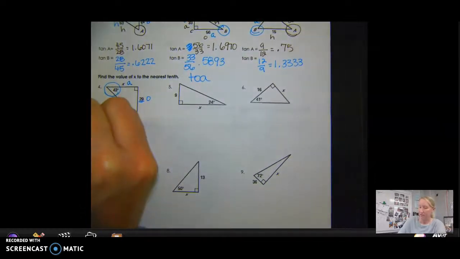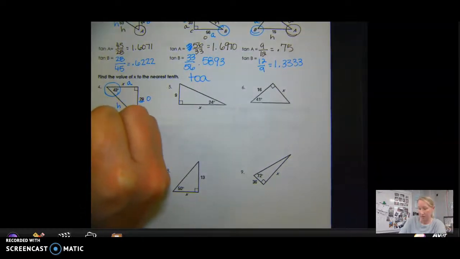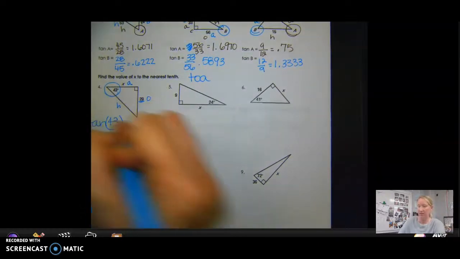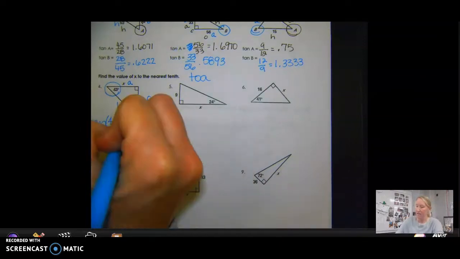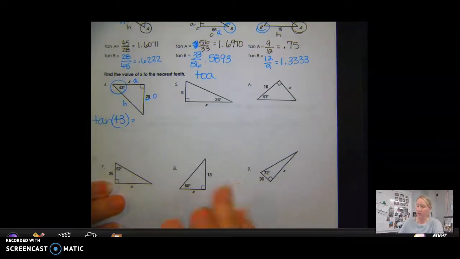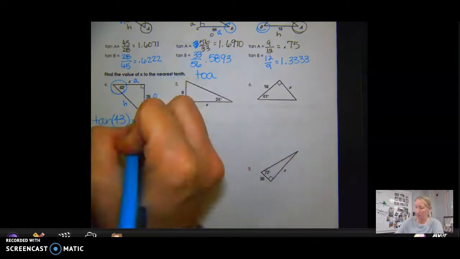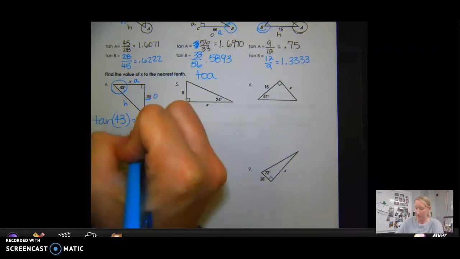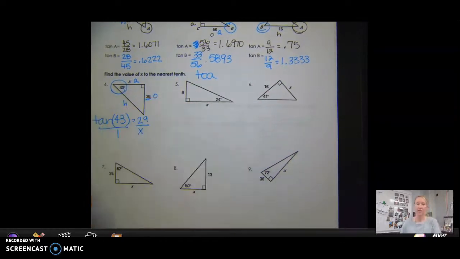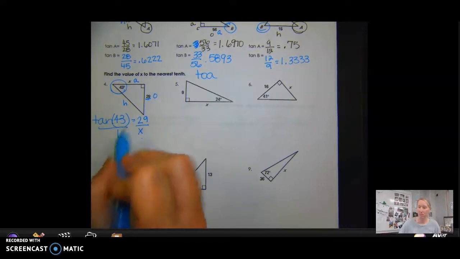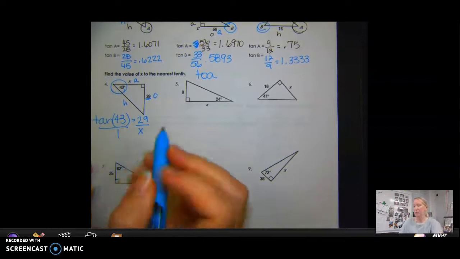So how you're going to write this is you're going to write tangent of 43. So you're actually going to write the tangent of the angle measure is equal to, now it's TOA, so opposite comes on top over adjacent on bottom. And you're actually going to write this like a proportion. So you're going to put this over 1 so you have a top and bottom, top and bottom. And then you're going to cross multiply.